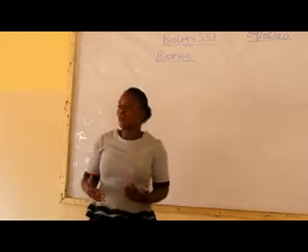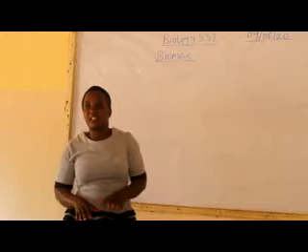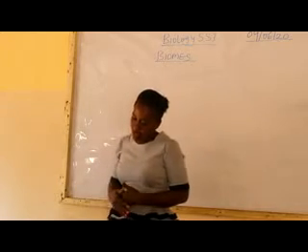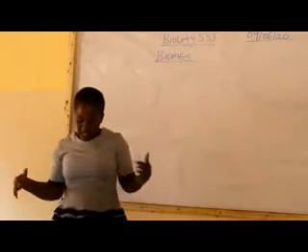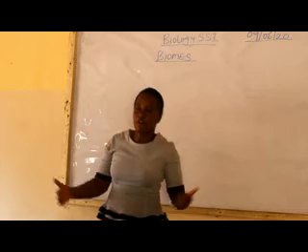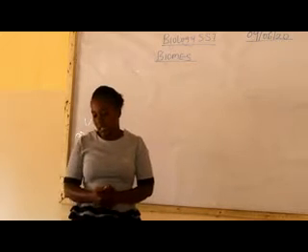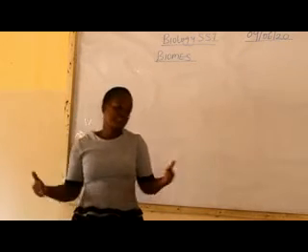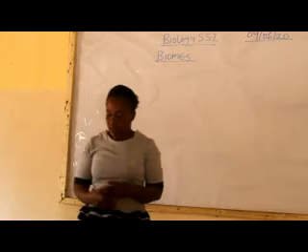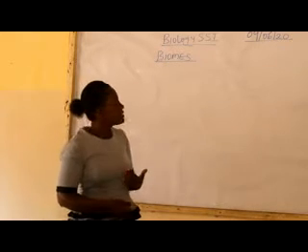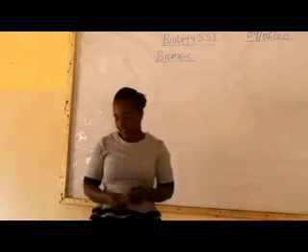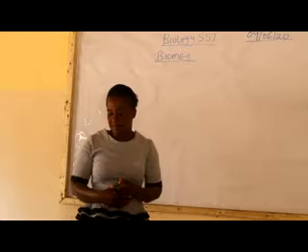Then I told us that there are levels of organization in ecology. It is as follows: from population, which is the smallest, to community, from community to ecosystem, from ecosystem to biosphere, which is the earth.